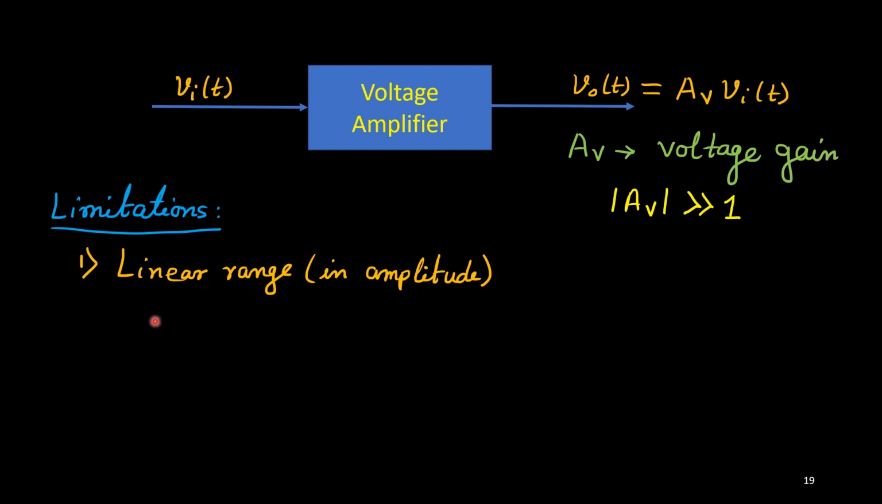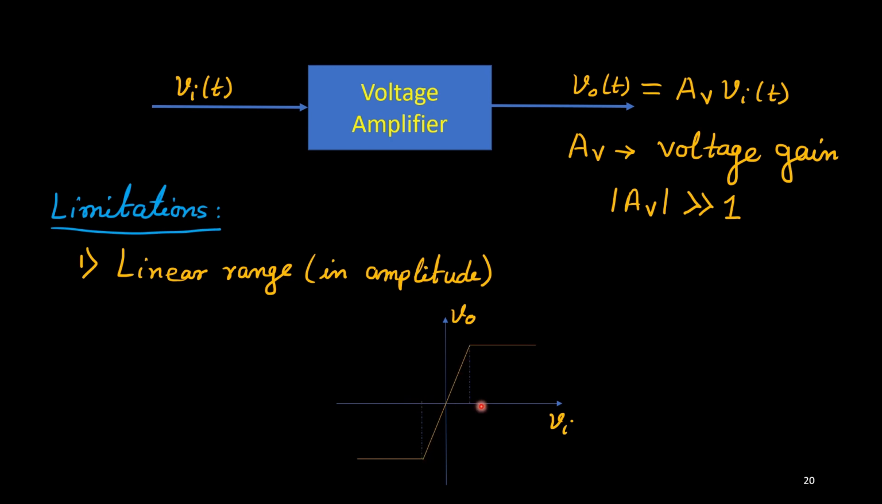So the first one is linear range in amplitude. What is the meaning of linear range? Do you think that this relation V0 equals AV times Vi is always true for any voltage level Vi? For a practical voltage amplifier, it is not always true. For a certain range of input signal, the output is linear. This slope is high, and this slope is AV actually.